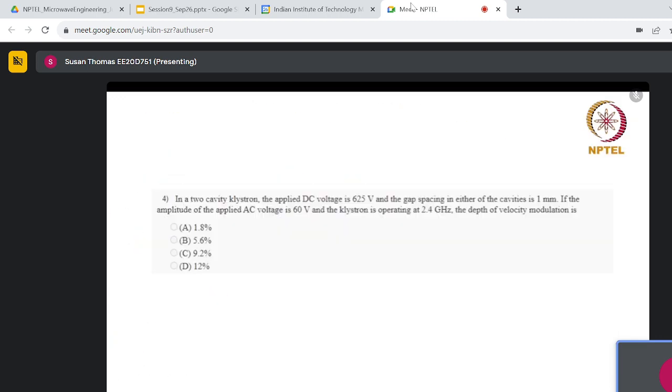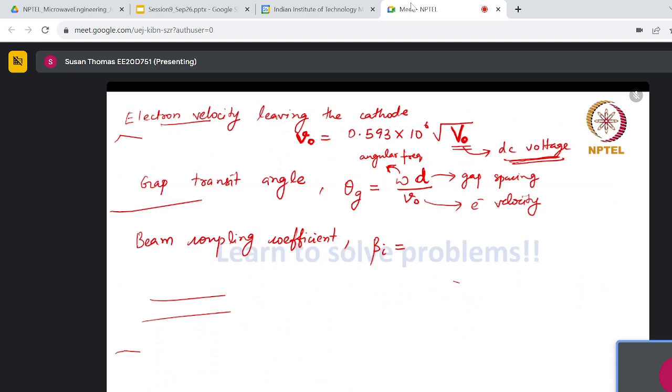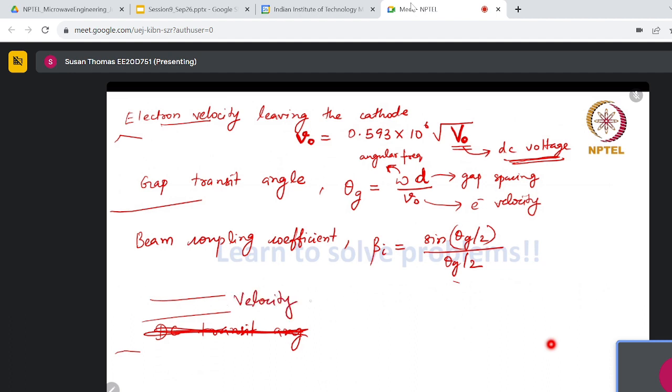Now we are talking about the beam coupling coefficient. That means how well the beam is being coupled with the field. So sine theta g by 2 divided by theta g by 2. These are some of the takeaway equations. You can note them down and use them for solving numericals. Next is DC transit angle. Let me complete this one first. From the beam coupling coefficient, you can calculate the velocity modulation depth.